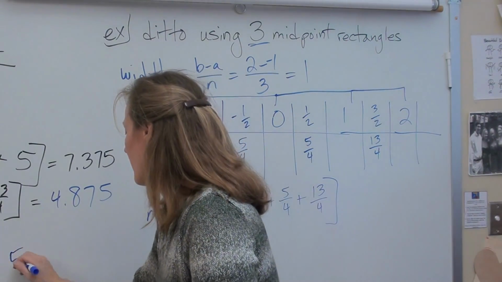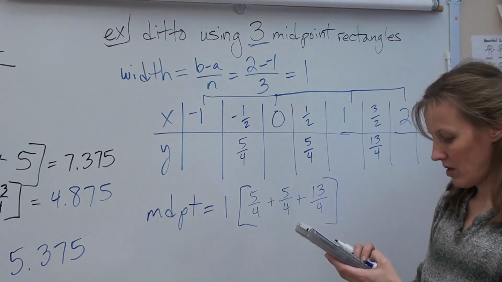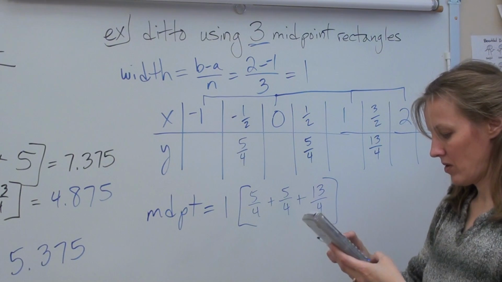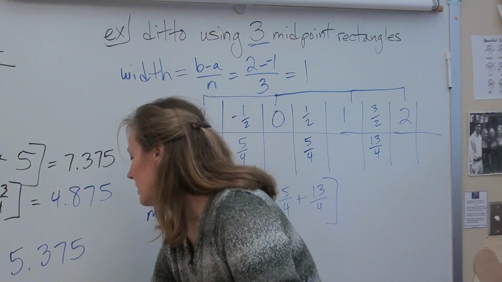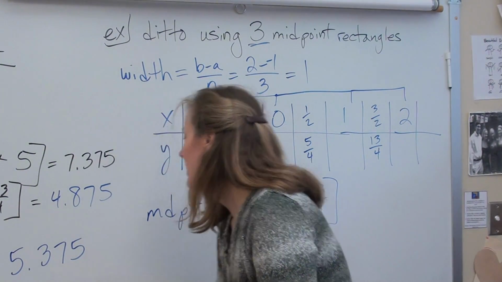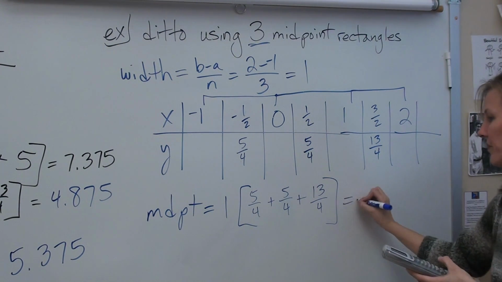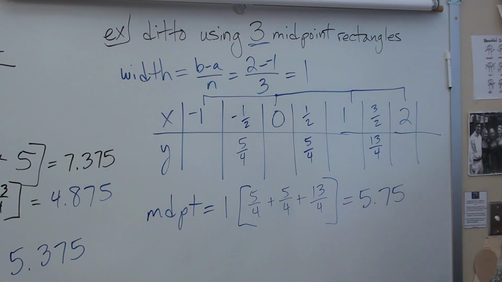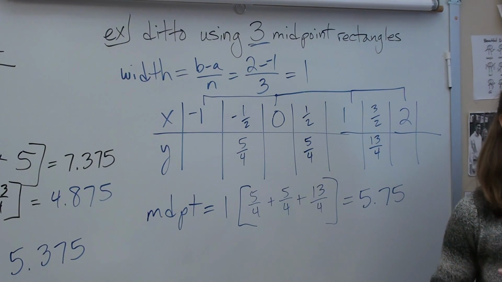Okay, this one, 5.375. This one is 6.875, and our midpoint is 5.75. Quiet please. Of left, right, upper, lower, and midpoint, which one is usually the most accurate?